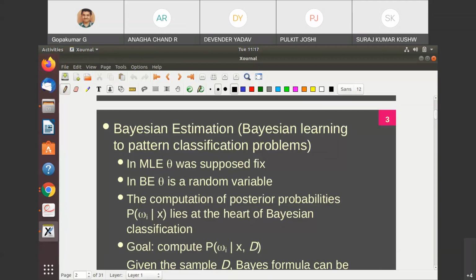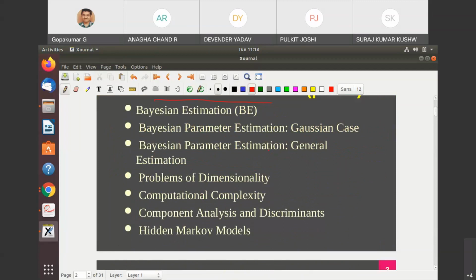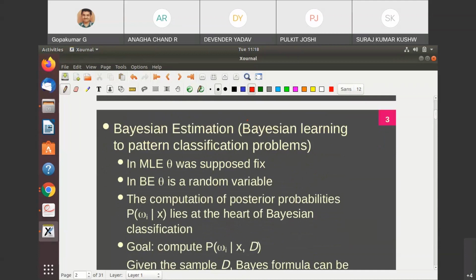And here we will see another method. Maximum likelihood estimation we have already discussed. So the next one is the Bayesian parameter estimation, which is conceptually different from what we have discussed. Here we are assuming that theta, the parameter, is a random variable, and we try to find a probability distribution for theta. Then we find the best value for theta, maybe the maximum value.